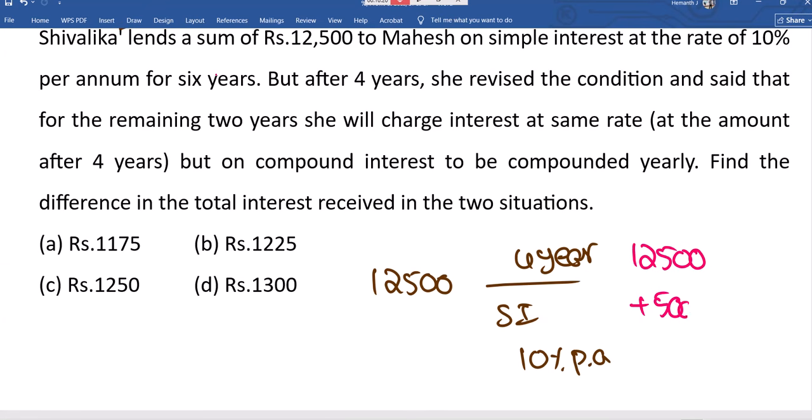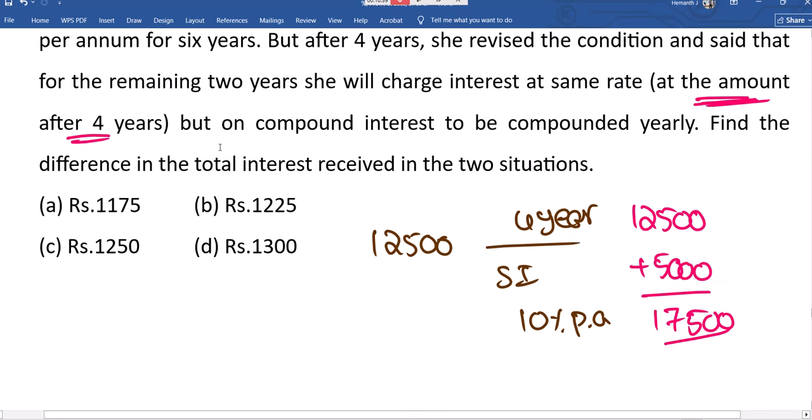Sir, why you are going for amount? You read the bracket sentence clearly. You have to calculate after 4 years on the amount. You given 12,500, you will get 5,000 interest, combined 17,500 you are giving. Now for 2 years you should apply this as a compound interest concept.